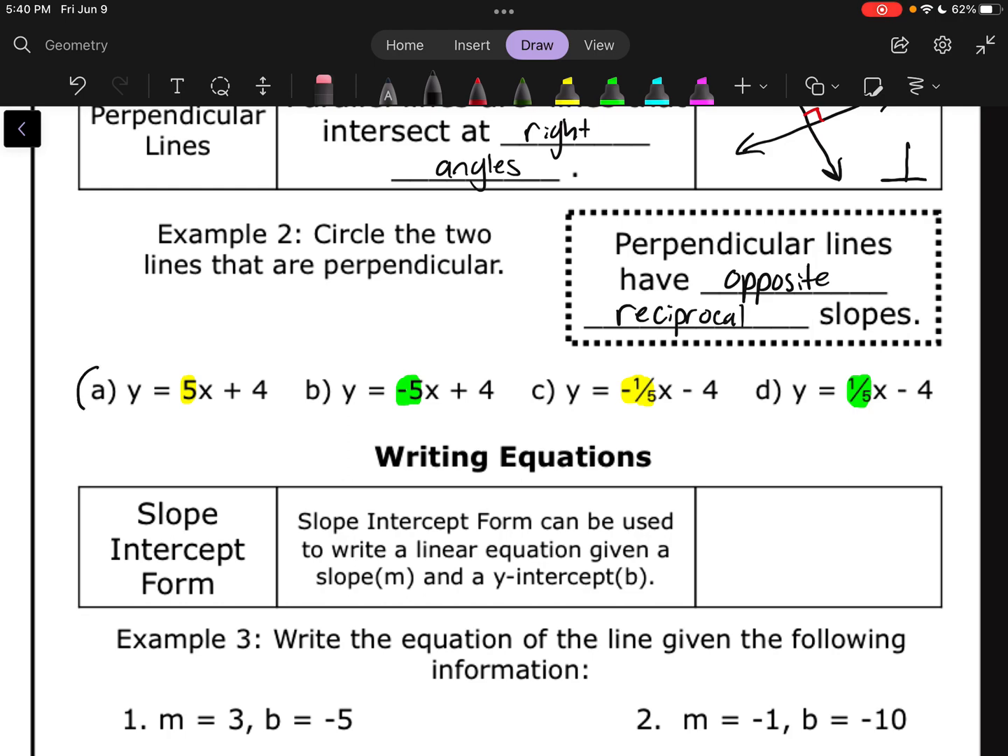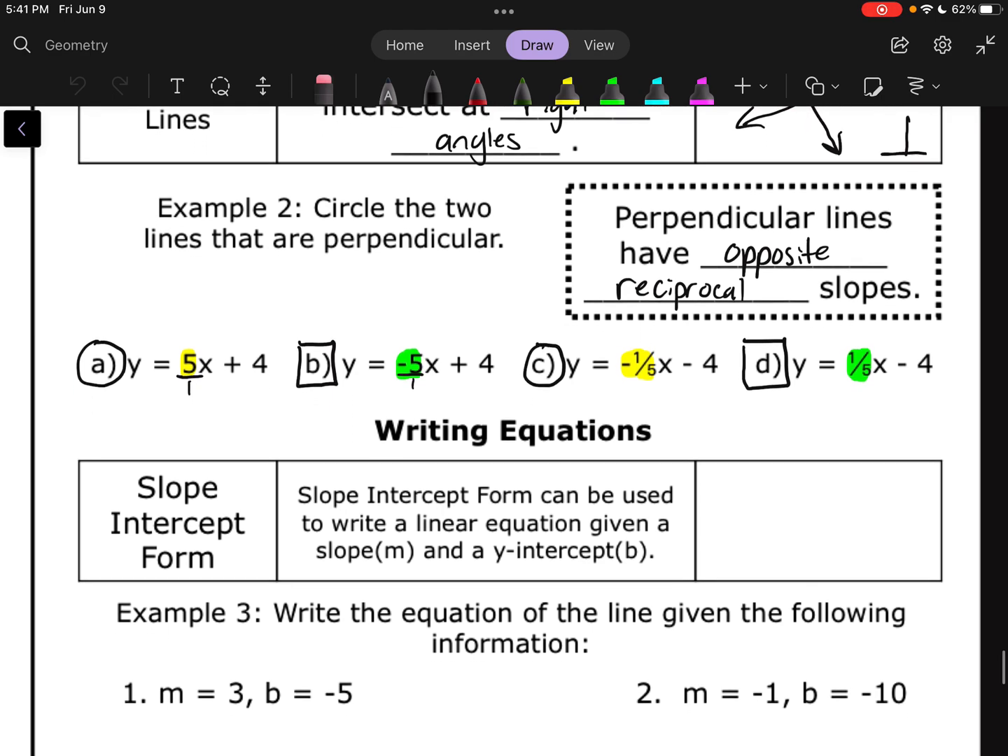So maybe you could circle A and circle C because those are perpendicular. And then maybe box B and box D because those are perpendicular. Because the opposite reciprocals, right? 5, you could also kind of imagine it as 5 over 1. 5 over 1 being flipped upside down would be 1 over 5. And then we change the sign to negative 1 over 5. So that's why A and C. And then we can imagine negative 5 over 1 being flipped to negative 1 over 5. Change the sign to 1 over 5. So that's why B and D would be.